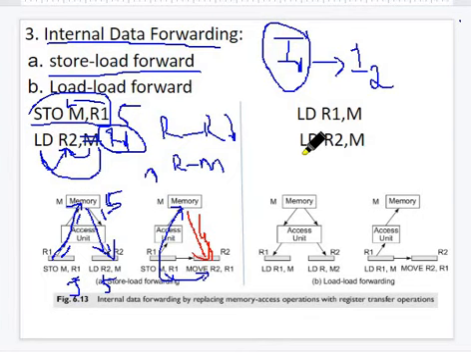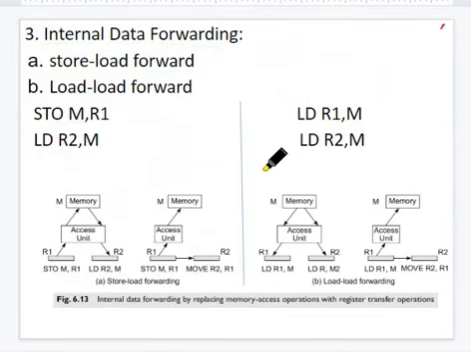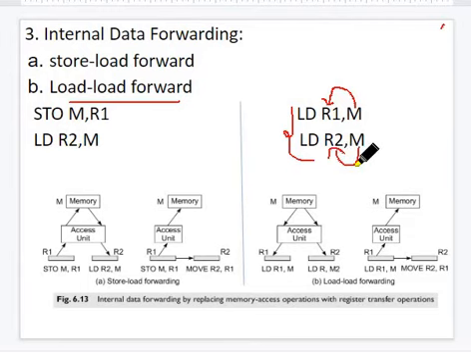Next, we have method 2. What is method 2? Load forward, which means between two loads. From M we are getting data and storing it onto R1. For the second purpose, R2 also takes data from M only. So from M we are accessing 2 copies. Why access 2 copies?